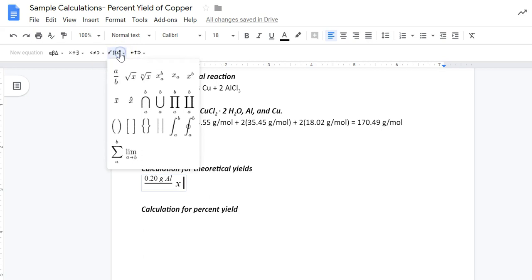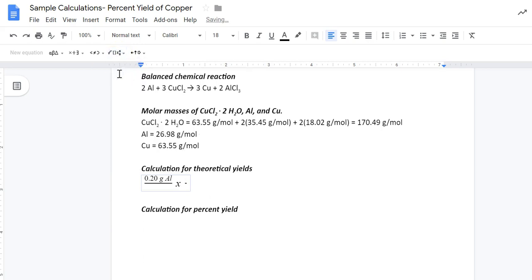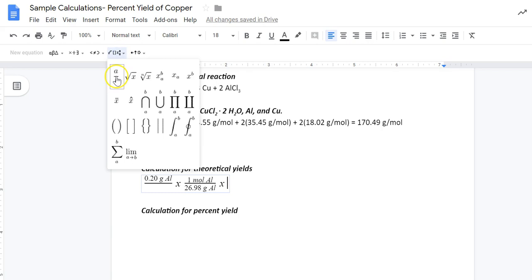I'm going to go back to Math Operations, A over B. If we're starting with grams, the first thing that we're going to do is divide by the molar mass. And based on our calculations above, we see that the molar mass of aluminum is 26.98 grams per mole. Again, arrow over on your keyboard and we can add our next step. We're going to go back to Math Operations, A over B.